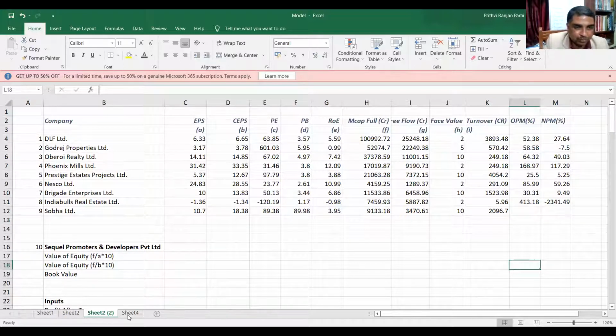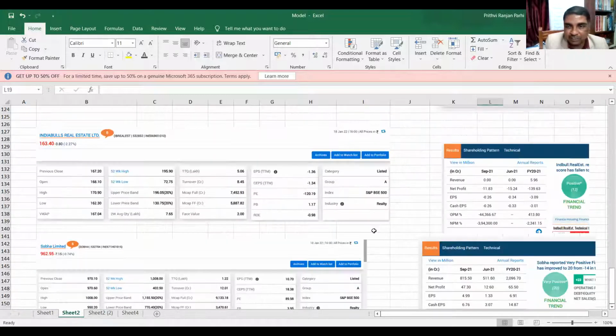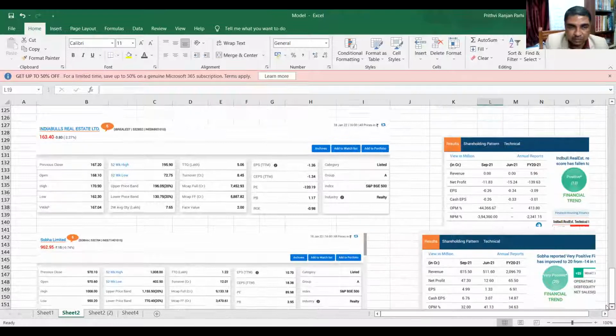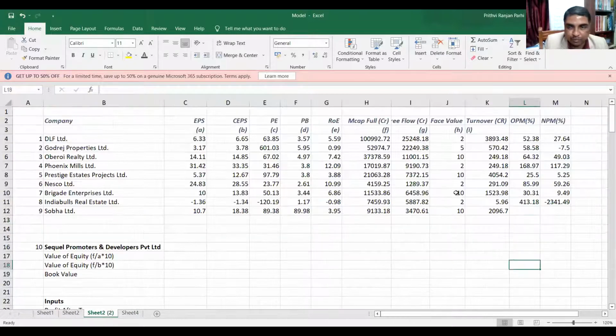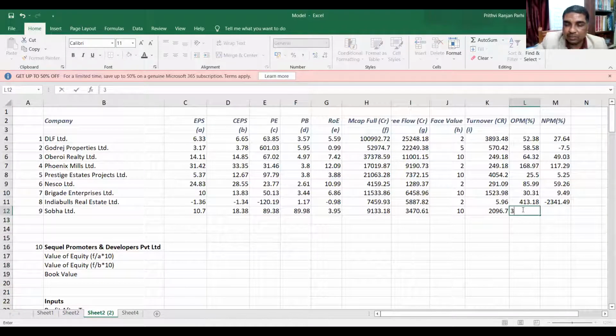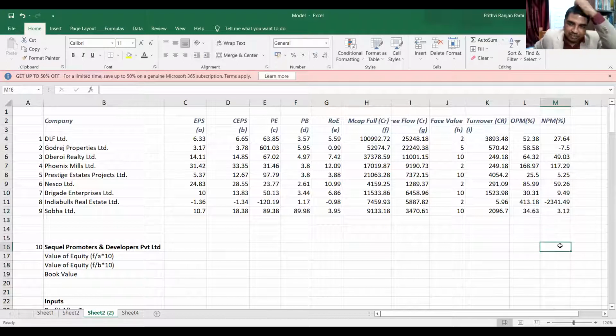Now, Sobha Limited. This is also one more company in the realty sector. If you see their data, you can find this: 34.63 and 3.1.